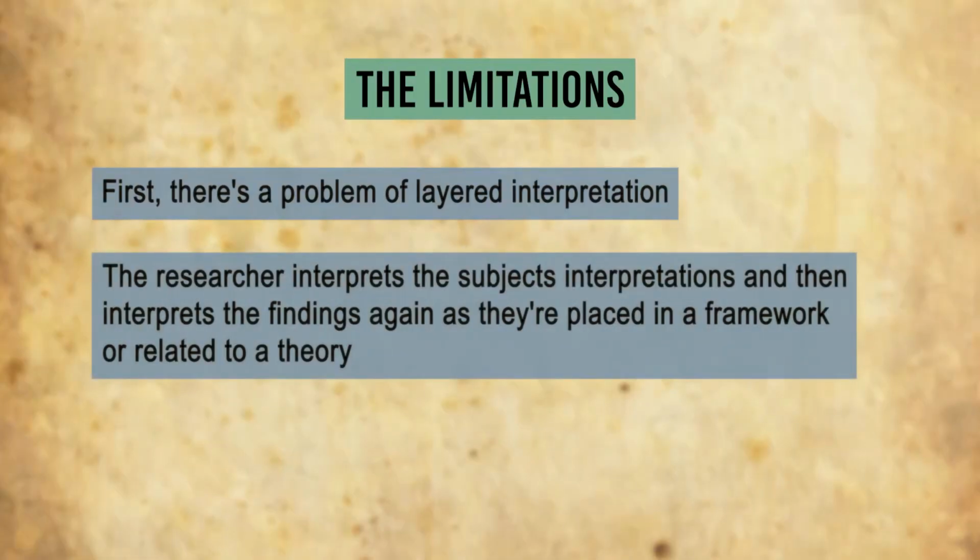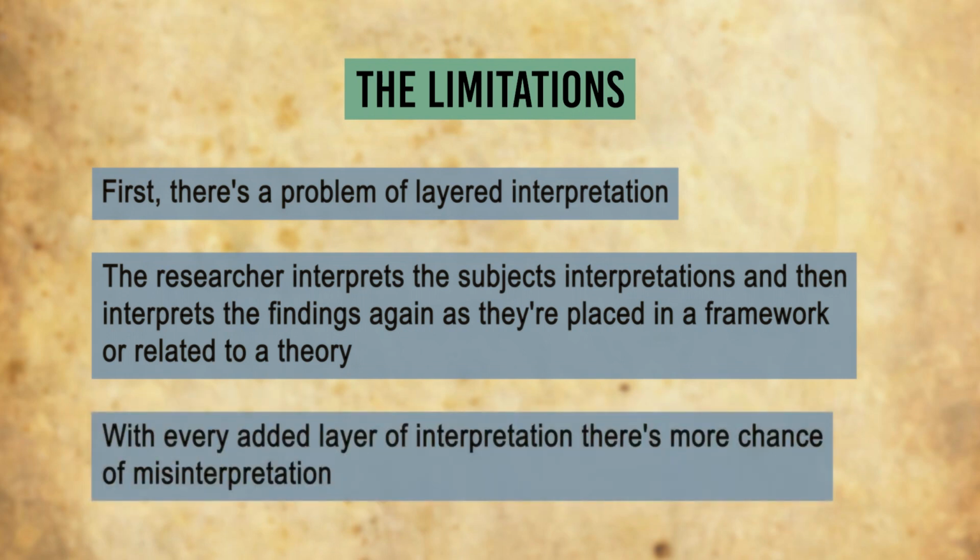And therefore, the researcher interprets a subject's interpretation and then interprets the findings and tries to place them within a framework. Therefore, there's always a chance of misinterpretation, because you never know, and there's no way you can actually reach out to the real person that you want to reach out to, because there are a lot of interpretations within, and because of changing hands and multiple interpretations, many things get lost in the vacuum.